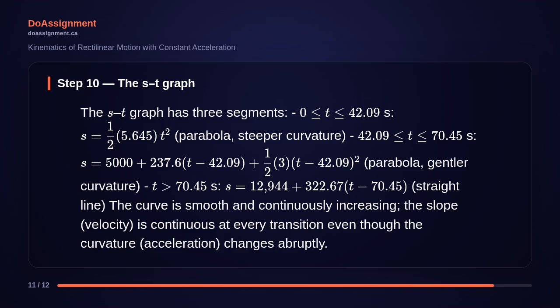The position versus time graph consists of 2 upward curving parabolas followed by a straight line. The curvature is steeper during the runway phase and gentler during the climb, reflecting the higher and lower accelerations respectively. Once the airplane cruises, the graph becomes a straight line. The slope, representing velocity, is continuous at every transition point even though the curvature changes abruptly.